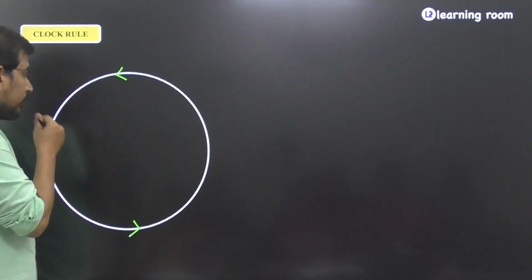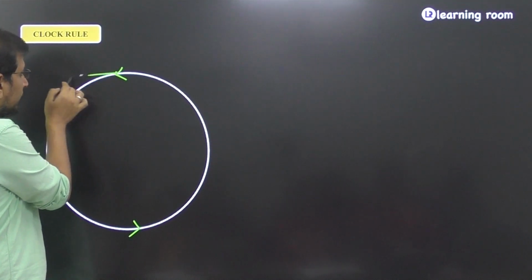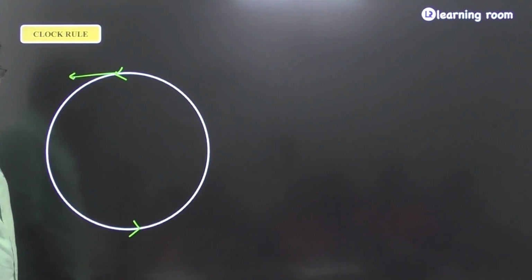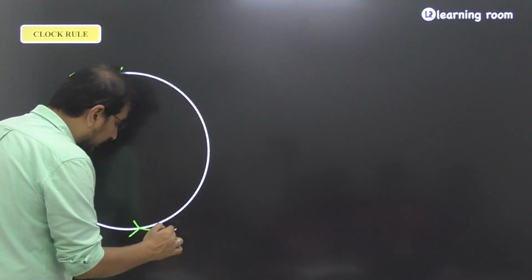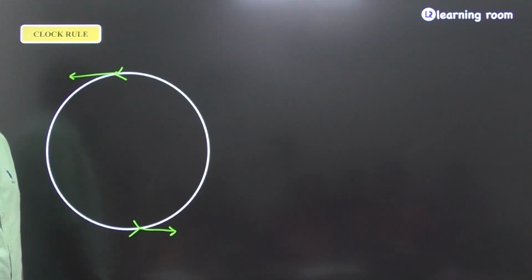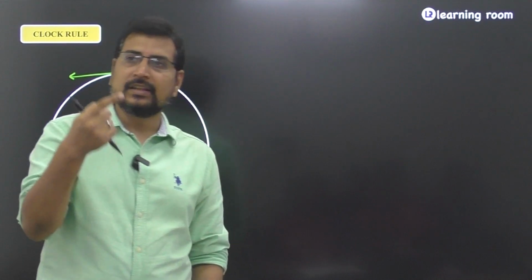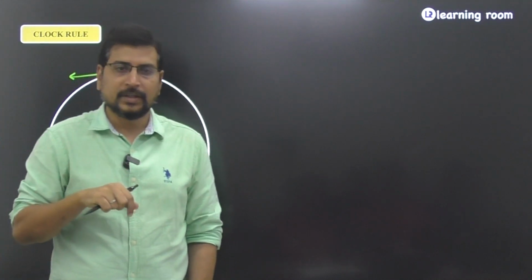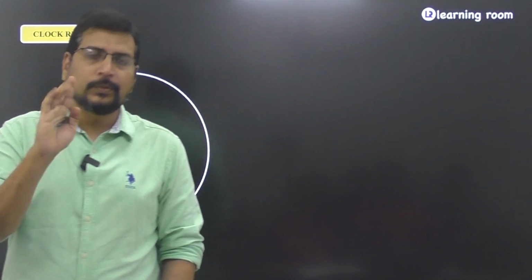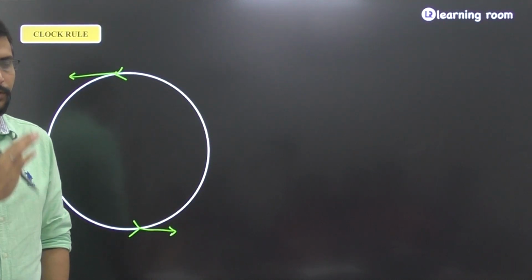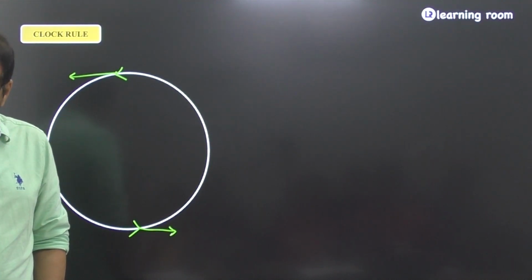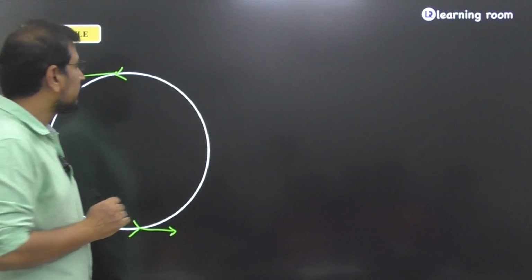Now, if you observe at the top, the direction of current is tangential in this way. At the bottom, the direction of current is tangential in this way. So at any point, if you draw a tangent at that point in the direction in which the current is moving, that gives you the direction of dl vector at that point. Because we know the dl vector takes the direction of current itself, right?